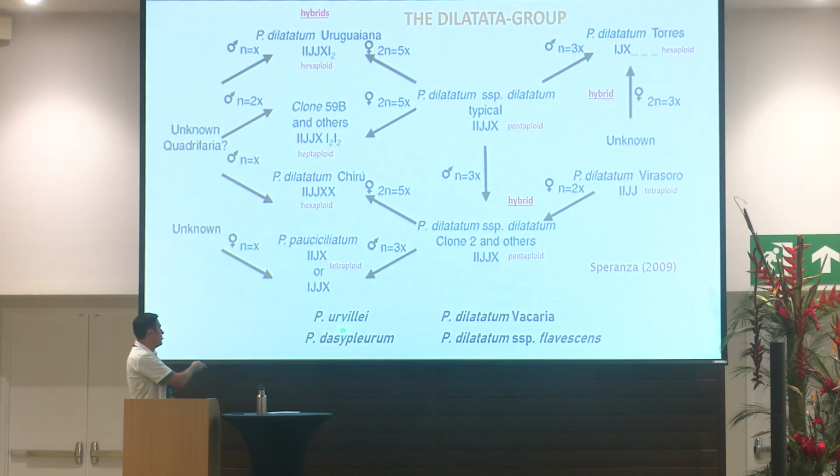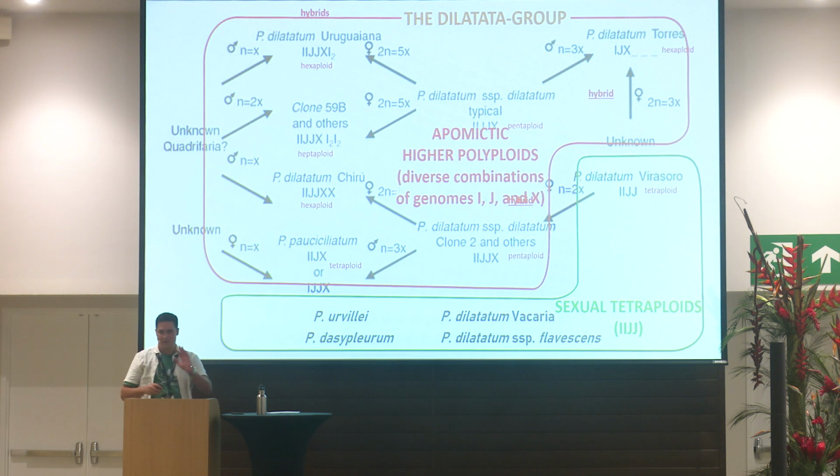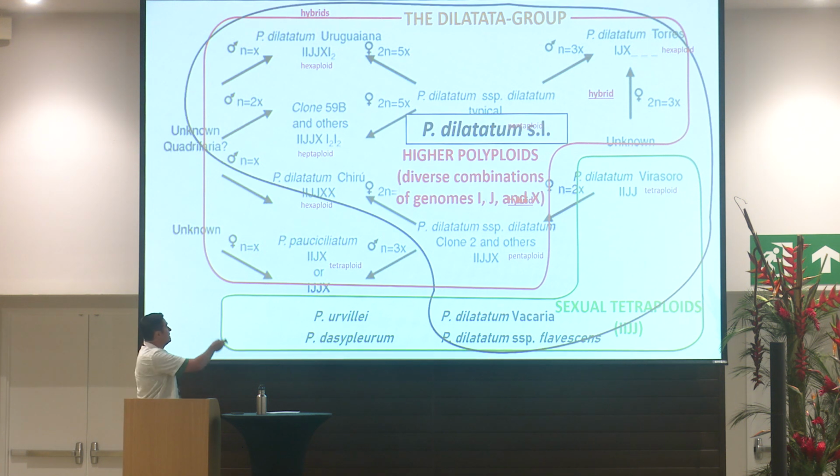And also, there were other species in the dilatata complex, Paspalum urvillei, Dasypleurum, and two biotypes, Vacaria and subspecies Flavescens. So, this is a summary. Here we see that this biotype, this subspecies, and these two are all sexual tetraploids. And all the other entities here are apomictic polyploids, in several levels of ploidy. So, all these entities used to be called Paspalum dilatatum sensu lato.